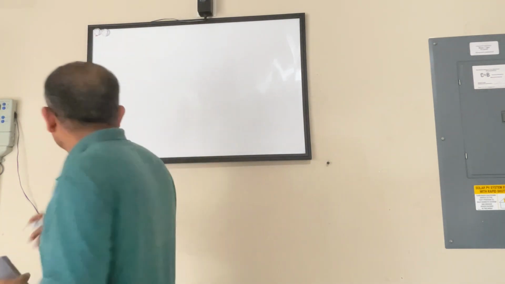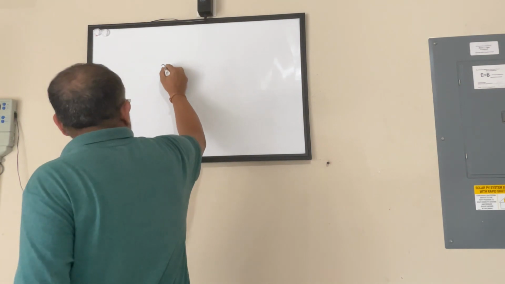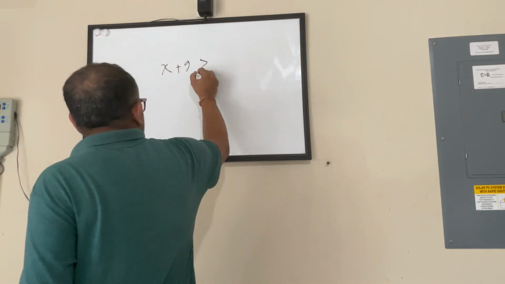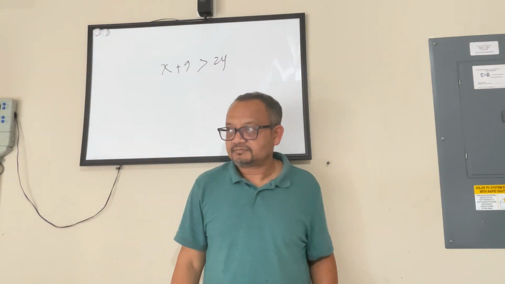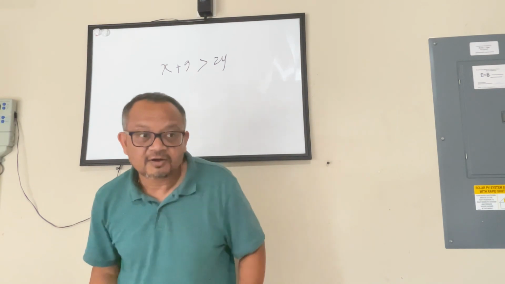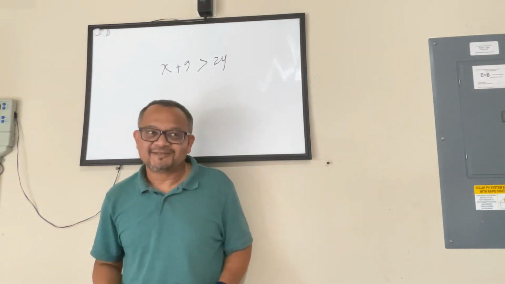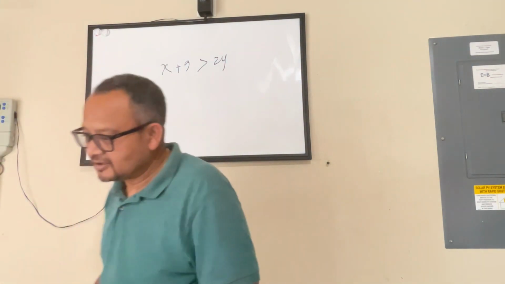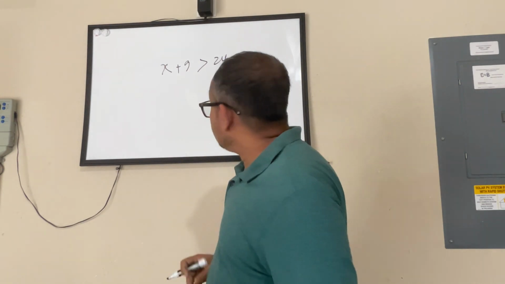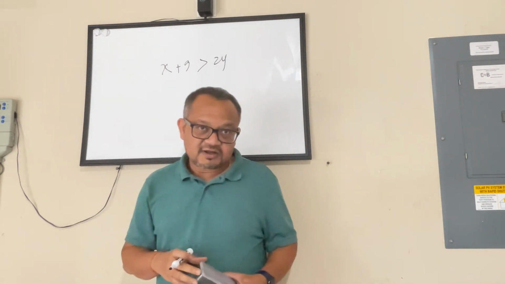Now, in a linear equation, I'm not talking about quadratic equations so far. If I'm talking about a linear equation with an equal to sign, I'm talking about only one answer. Now, let's look at x plus 9 is greater than 24. How many answers are we talking about here? It's an inequality, right? I said x plus 9 is greater than 24. I guess it's two.